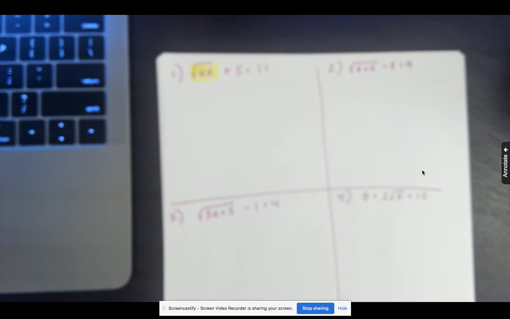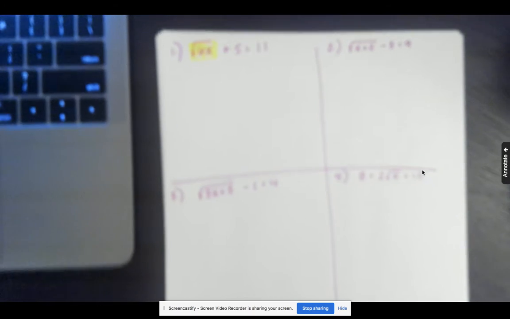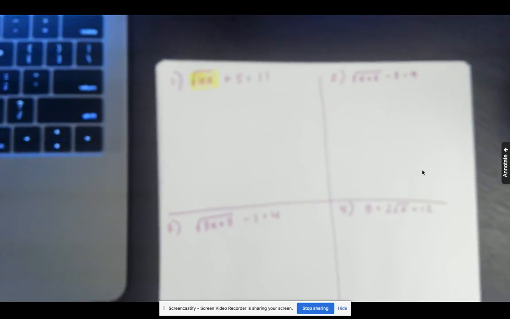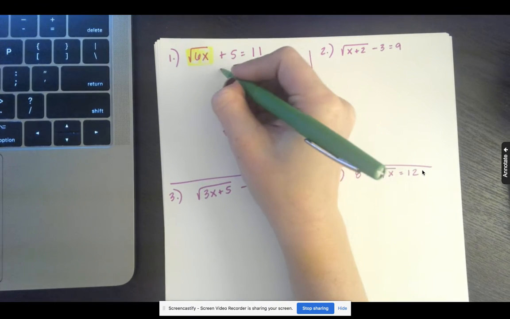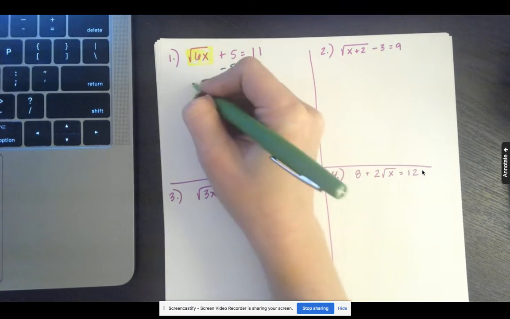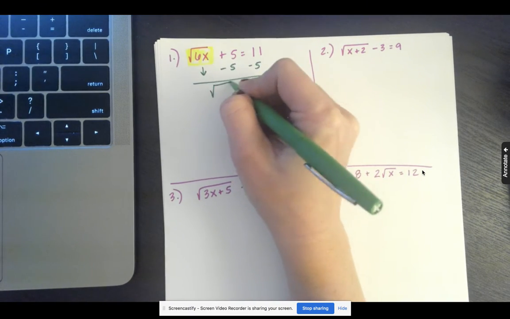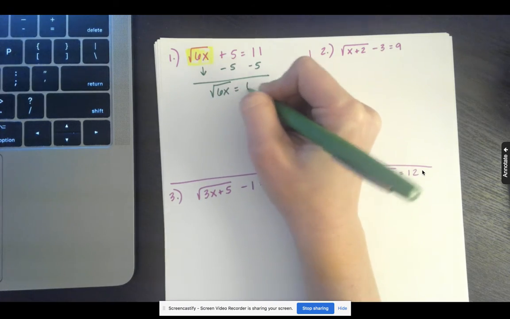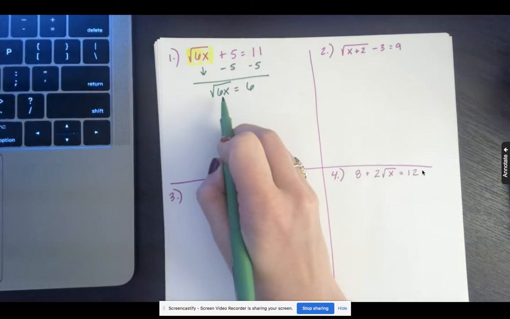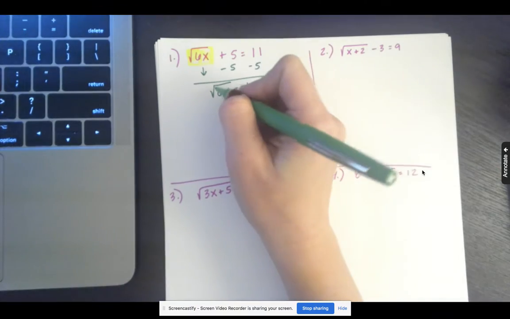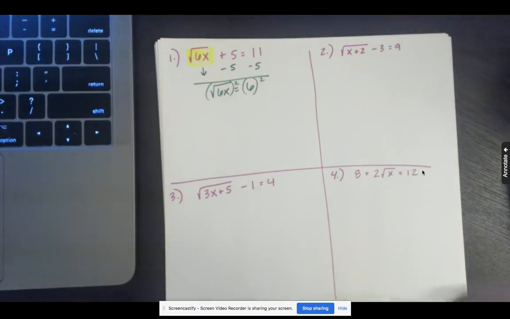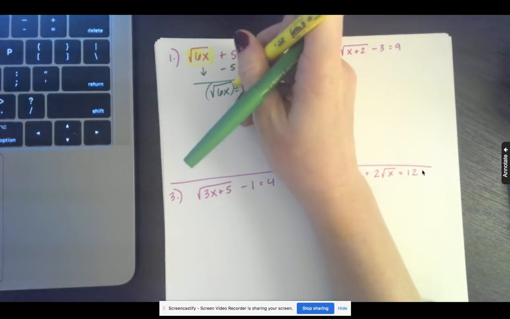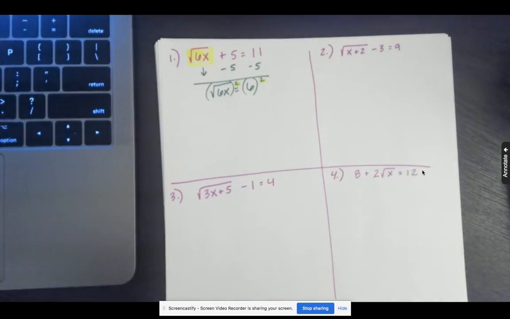So my first step is always to use inverse operations to get that term by itself. Okay, so in this case, that means I need to subtract 5 from both sides. And that isolates this term. All right, and then my next step, to cancel out the square root, I need to square root both sides. I'm sorry, I need to square both sides.